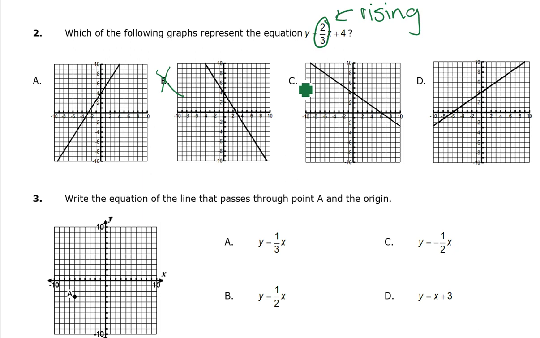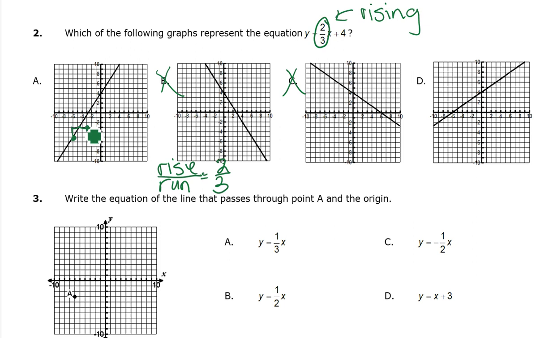C, if I look from left to right, it is falling. And D, if I look from left to right, it is rising. So it's either A or D. And I want a slope of 2/3, so I know that from one point to the next point, it should rise by 2, and the run should be 3. So it should go up 2, and over 3. 1, 2, 3.